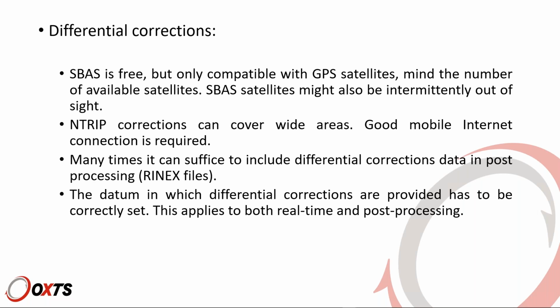NTRIP corrections, these kind of corrections can give you RTK or GX integer level. You will need obviously a good mobile internet connection, and if you lose connection to the NTRIP server, obviously you will lose your corrections. So many times it can be enough to apply differential corrections in post-processing only. So you collect your data with no corrections, and then you improve the accuracy later through RINEX files. The advantage of this is that you will not have any interruptions in the flow of corrections. The disadvantage obviously is that it is not in real time.